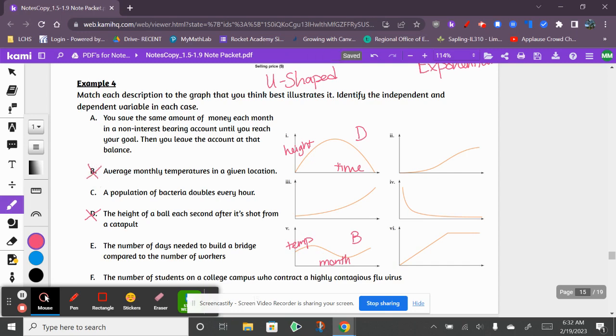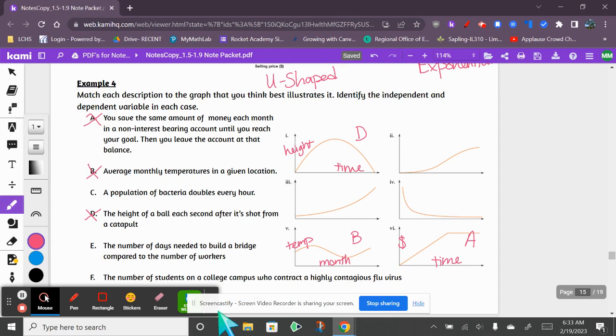Okay, the next one that we'll look at is A. It says you save the same amount of money each month in a non-interest bearing account until you reach your goal. Then you leave the account at that balance. So it's going to increase at the same rate. So that's going to be linear. And then we're going to see it just stay the same. So that would be this last one right here. So we're going to have time, and then we're going to have the amount of money be our dependent variable.